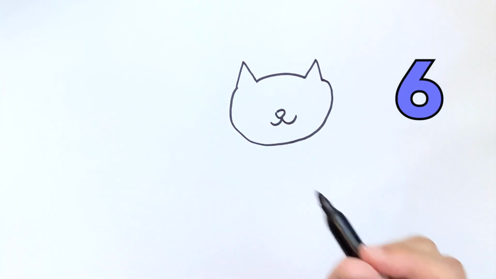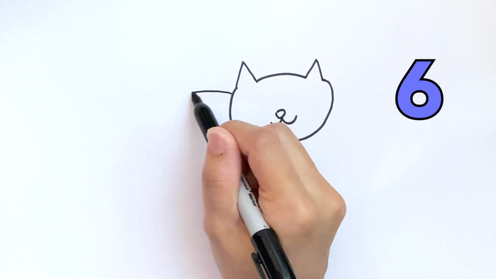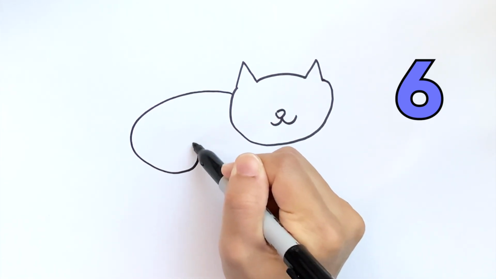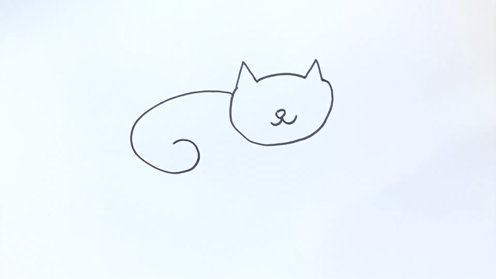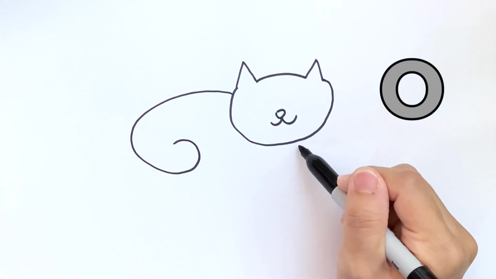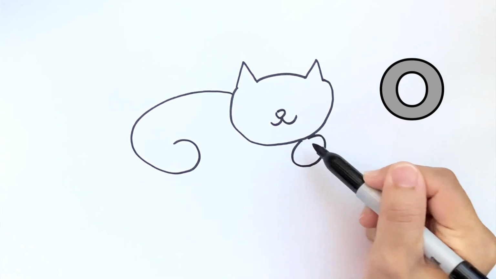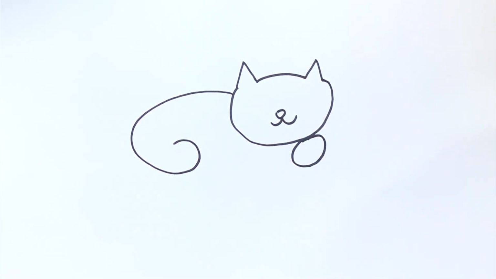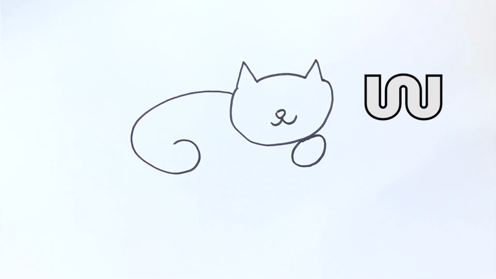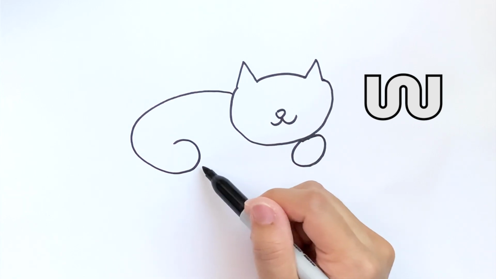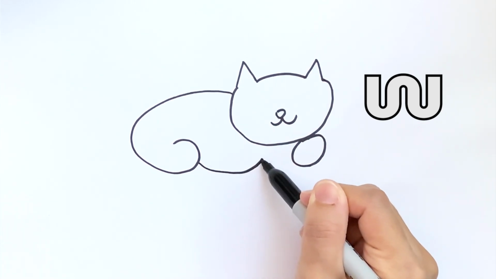Let's do a 6 for the body. Big 6. And let's do an O for a little leg right under the cat's face. Let's join the both sides together with a big W.